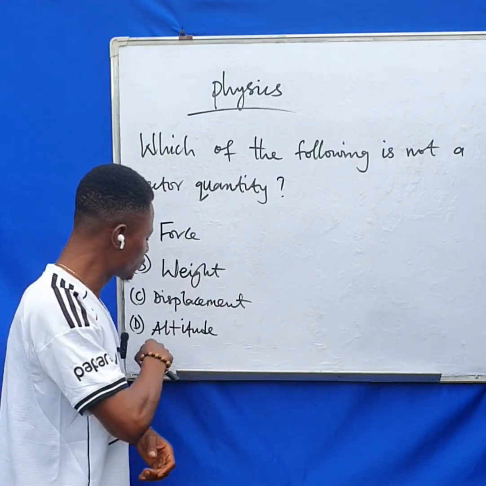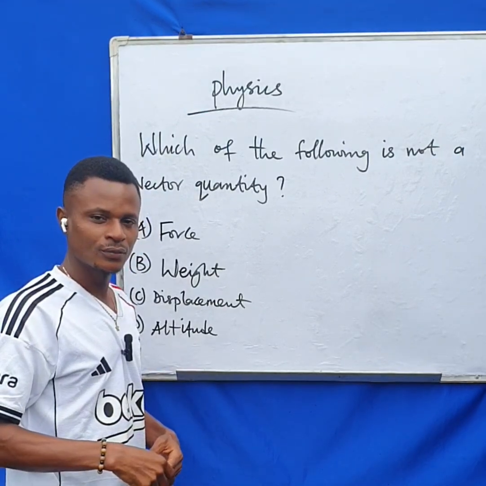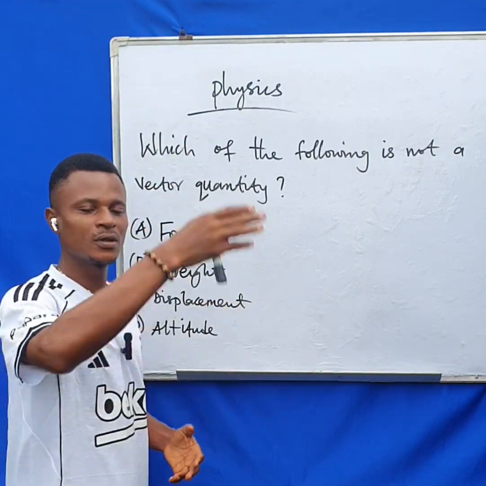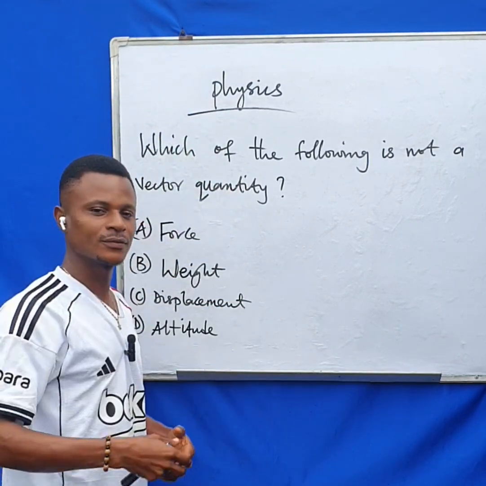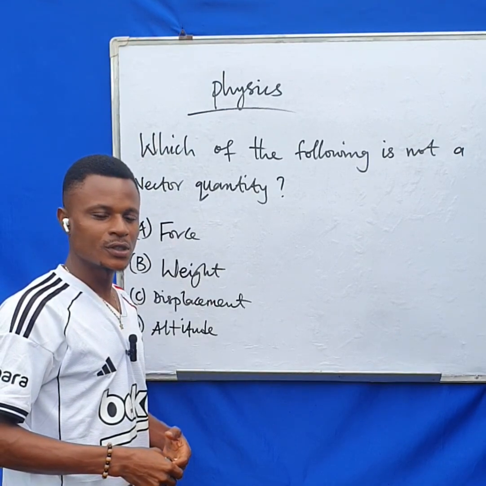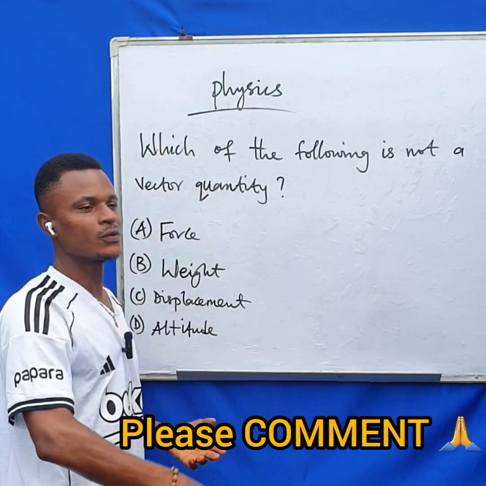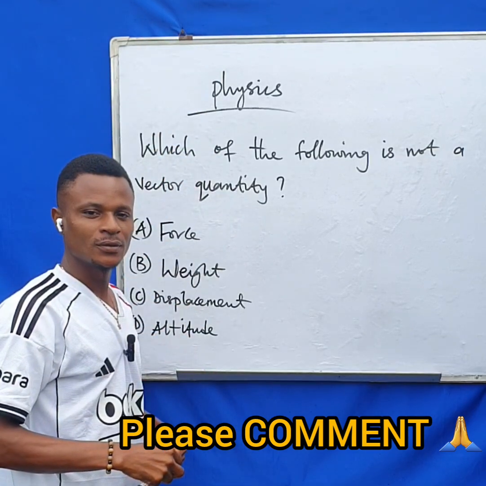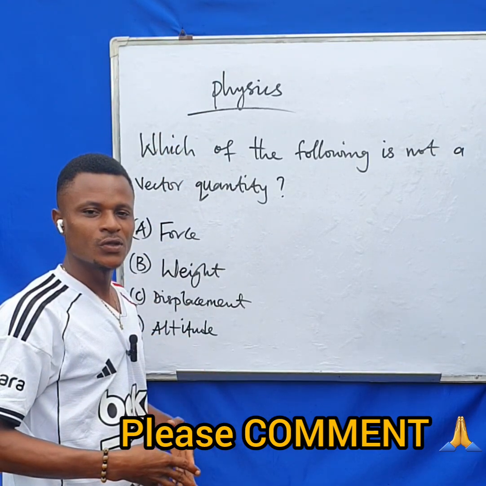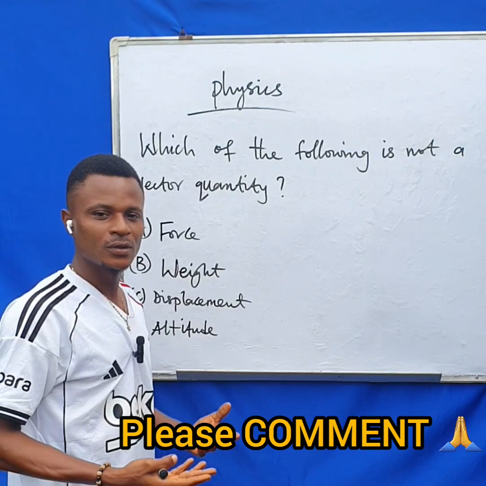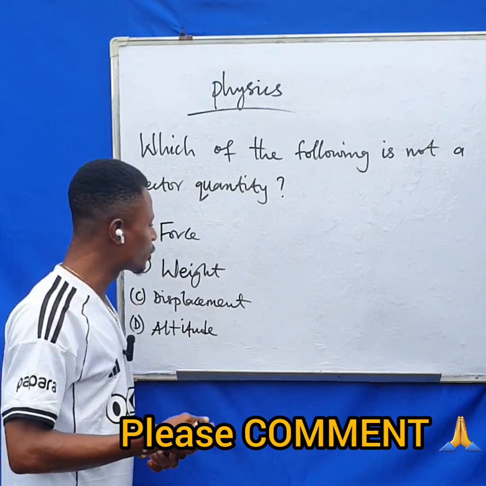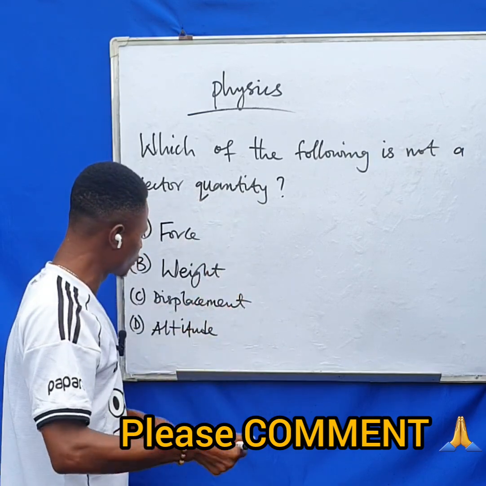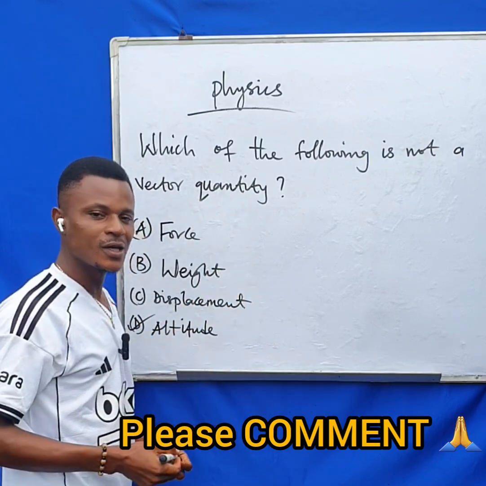Now let us look at the last one, which is altitude. What is altitude? Altitude simply means vertical distance or height. You understand? From down to up or from up to down. That's what we call altitude. How high something has gone. That's what we call altitude. It doesn't have direction. So because altitude doesn't have direction, it is not a vector quantity. Therefore, option D is the right answer to this question.